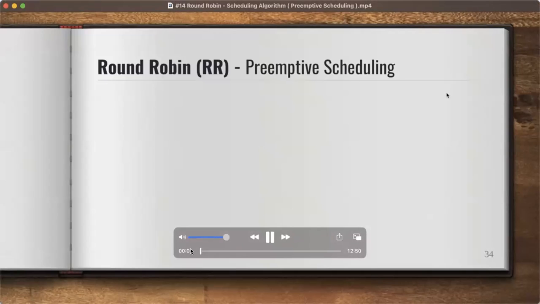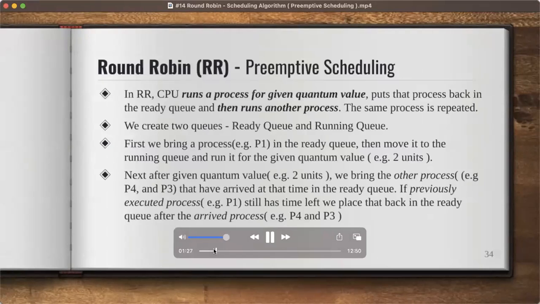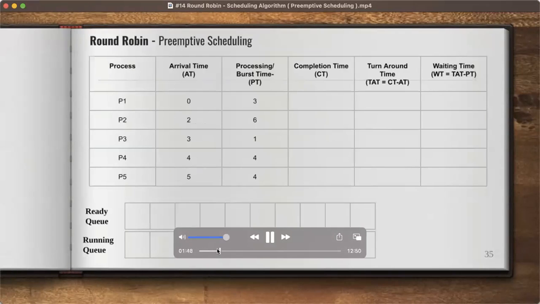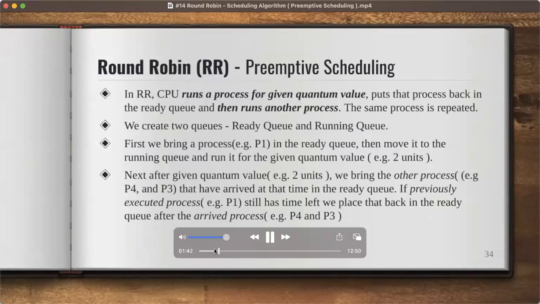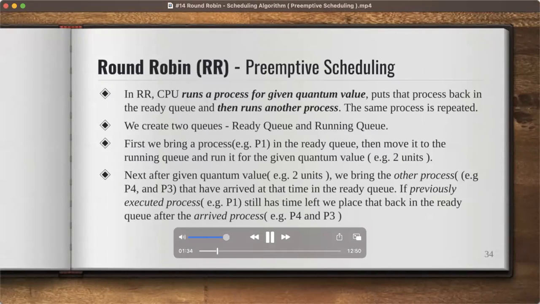Hello and welcome everyone. In this video, we're going to place that back in the ready queue of time and look at the average waiting time, each having the arrived processes. Okay, let's say P4 now, and from here P2 will start. So let me explain to you how this is going to work.